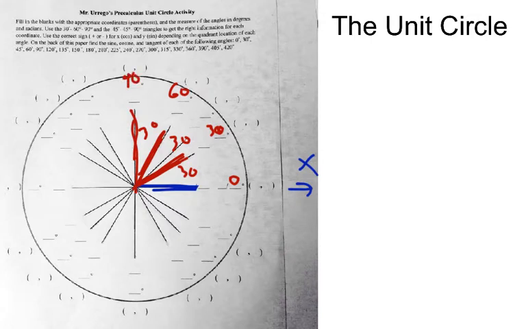Now, if you notice, there's another line here in the middle. And you're always going to have that line in the middle of those two 30 degree angles. That's going to be my 45 degree angle. So this is going to be 45. Now let's think about 45s.